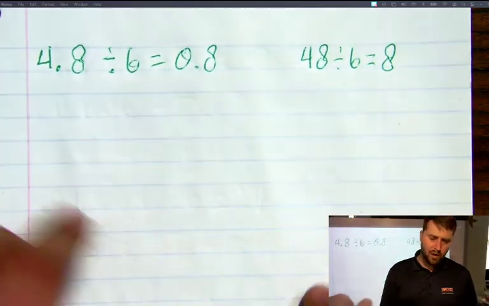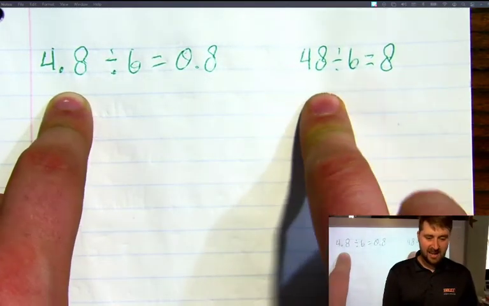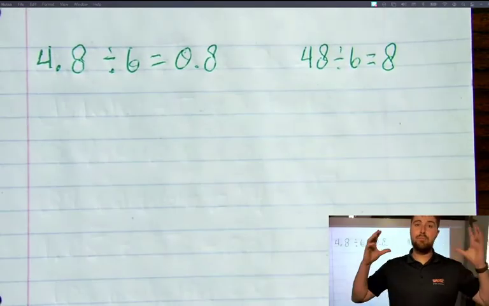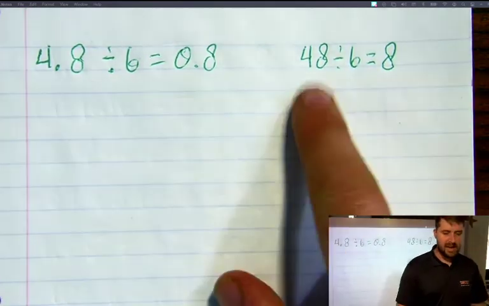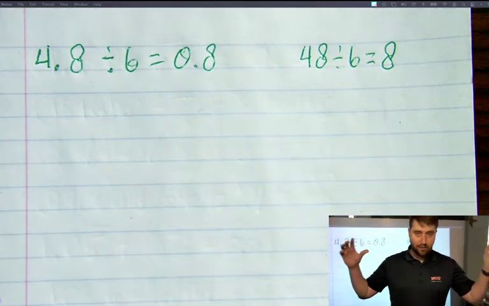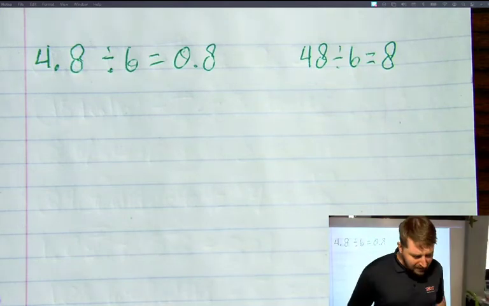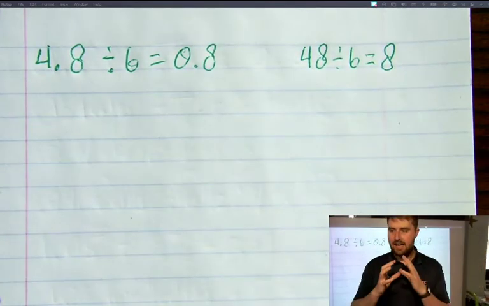Now, I want you to think, what is the relationship between 4 and 8 tenths and 48? How many times bigger is 48 than 4.8, or 4 and 8 tenths? How many times bigger is 48 than 4 and 8 tenths? Or how many times bigger is 8 than 8 tenths?